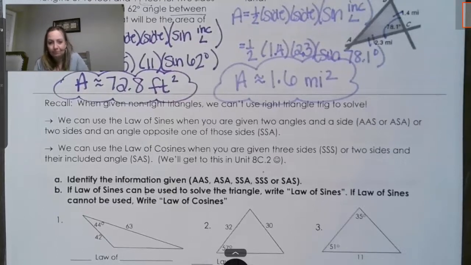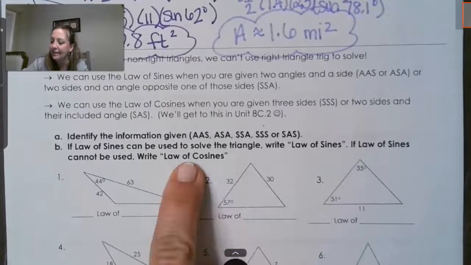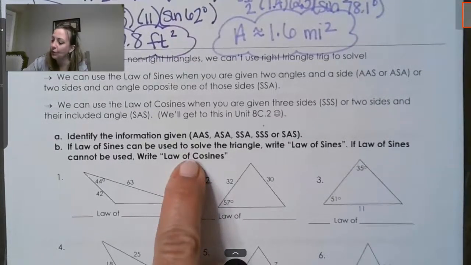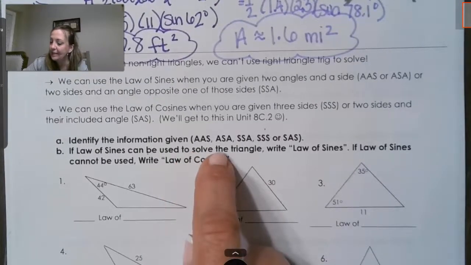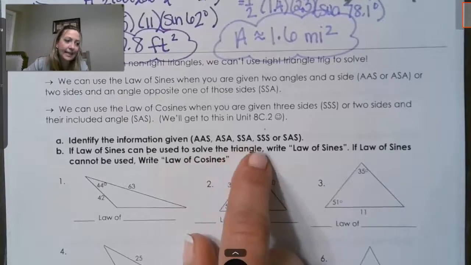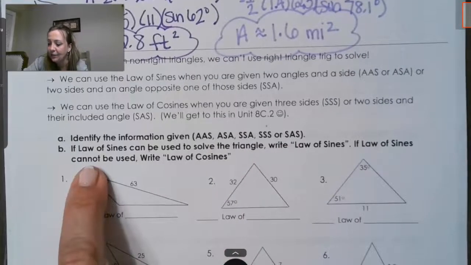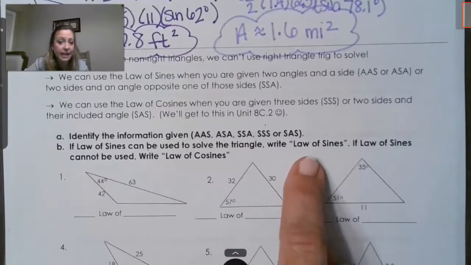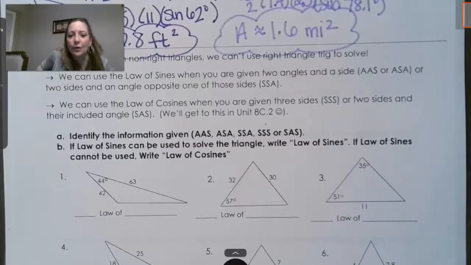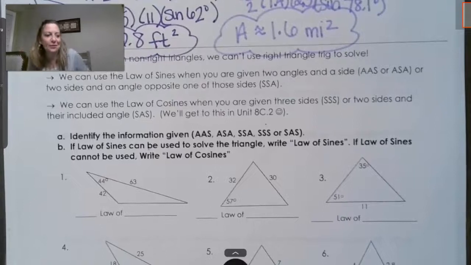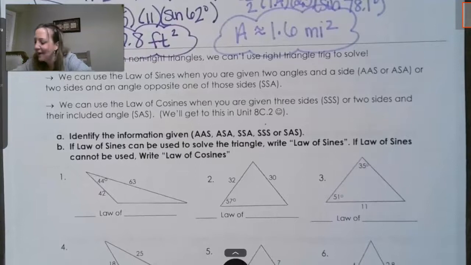Well, all we're going to do for now is this A and B part. We're going to identify the information given: if we have angle, angle, side, side, angle, side, side, angle, side, side, side, or side, angle, side. And then if law of sines can be used to solve the triangle, we'll write law of sines. And if it can't be used, it'll be law of cosines. So we're getting ready for things in the future. It's really a nice lesson to take a deep breath and organize our thoughts, okay?